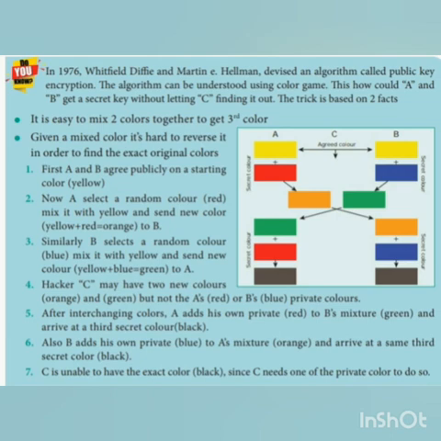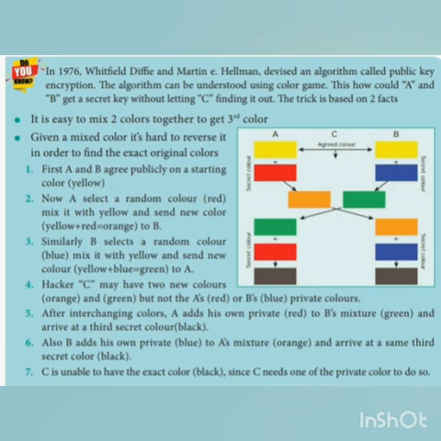Now A selects a random color, red, mixes it with yellow and sends the new color, that is yellow plus red is equal to orange. This will be sent to B. Similarly, B selects a random color, blue, mixes it with yellow and sends the new color, that is yellow plus blue is equal to green. This will be sent to A. Now the hacker C may have two new colors, orange and green, but not A's red or B's blue private colors.